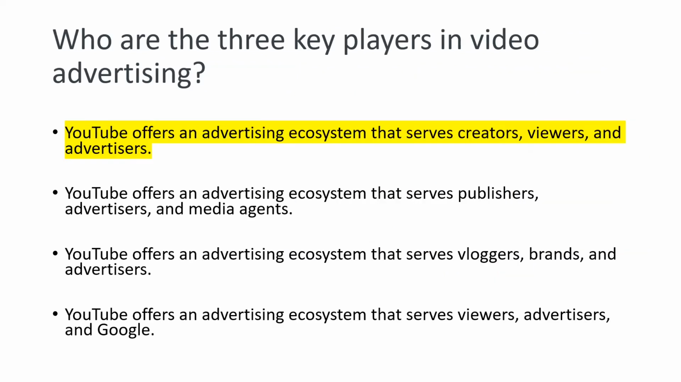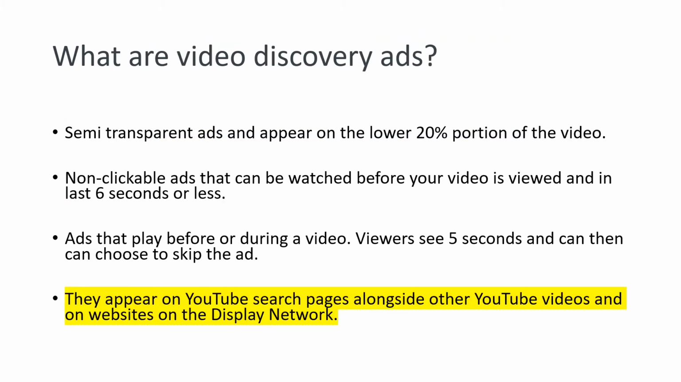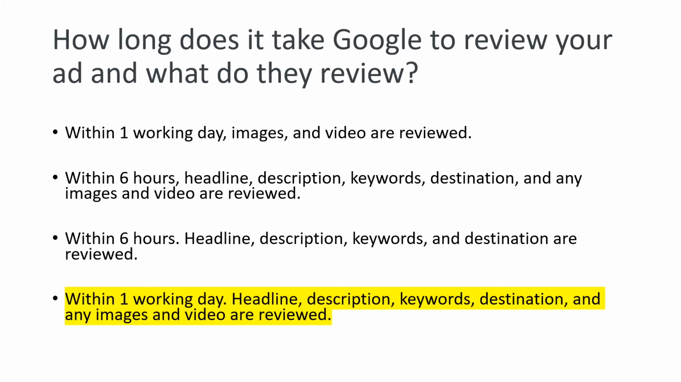76. Who are the 3 key players in video advertising? YouTube offers an advertising ecosystem that serves creators, viewers, and advertisers. 77. What are video discovery ads? They appear on YouTube search pages alongside other YouTube videos and on websites on the display network. 78. How long does it take Google to review your ad and what do they review? Within 1 working day. Headline, description, keywords, destination, and any images and video are reviewed.